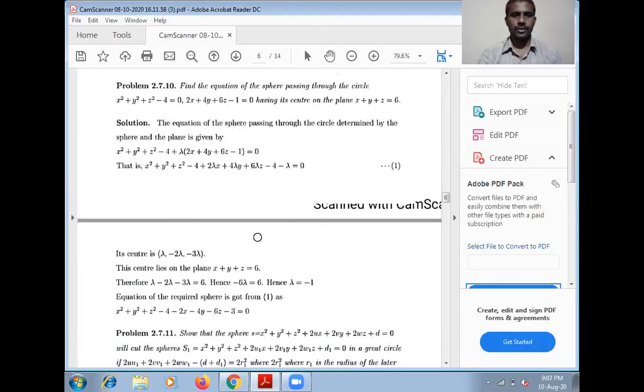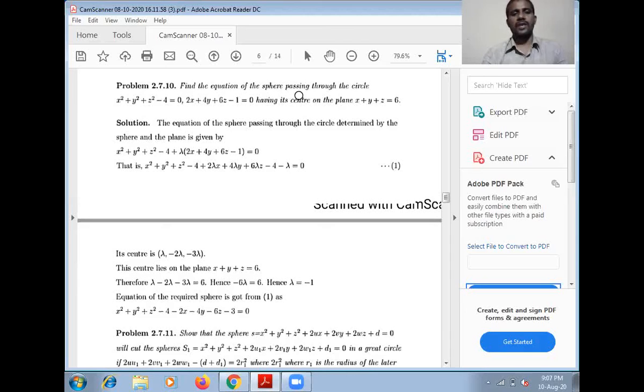So now we go to another problem. Find the equation of the sphere passing through the circle x square plus y square plus z square minus 4 equal to 0, 2x plus 4y plus 6z minus 1 equal to 0, having its center on the plane x plus y plus z equal to 6. Find the equation of the sphere.